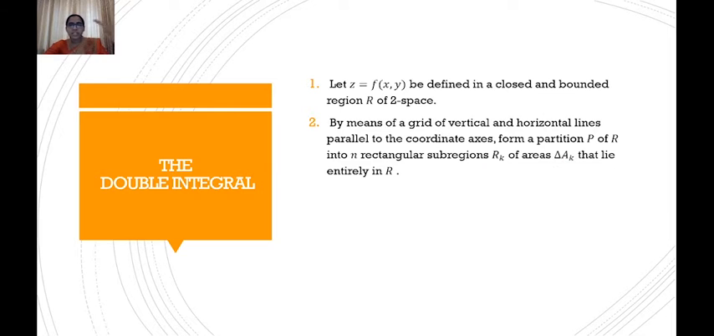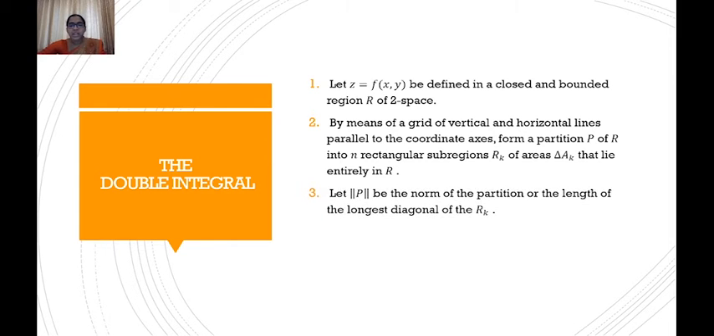If we compare with the line integral we had done, we partitioned the interval into subintervals. Here it will be sub-regions Rk, and there we had considered delta xk. Here we will consider delta Ak, which is the area of each rectangular sub-region. One thing we must note is that we have to partition it into n sub-regions which lie inside R itself. It should not go outside the region.